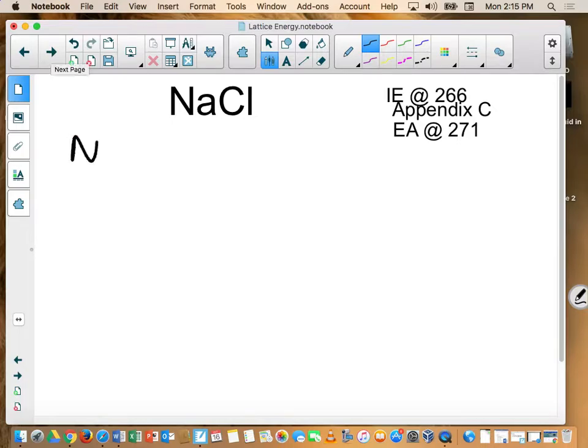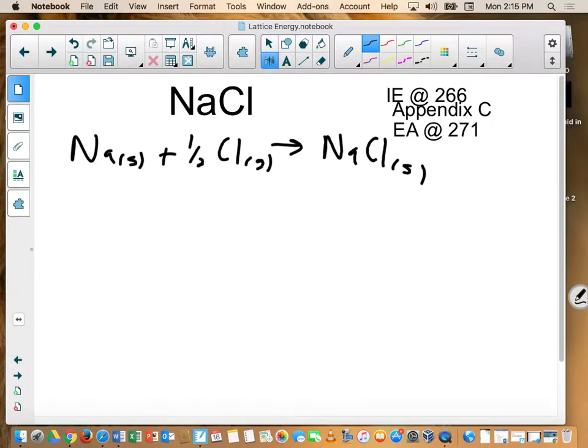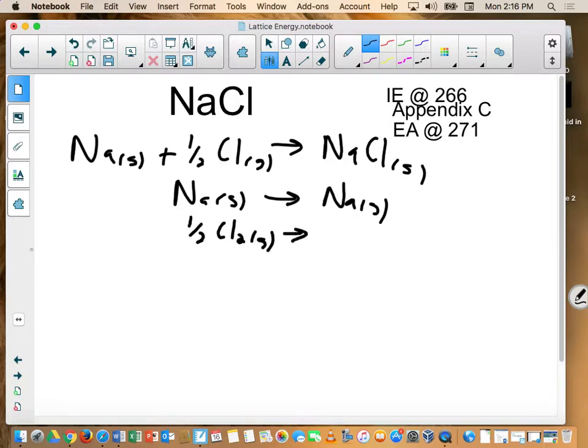So for sodium chloride, Na solid plus 1/2 Cl2 gas goes to NaCl solid. We need that one. We're also going to need the energy to convert Na solid to Na gas, and that's also in Appendix C. Then I need to convert Cl2 gas into Cl gas. That's also in Appendix C. So we've got all in the gas forms.